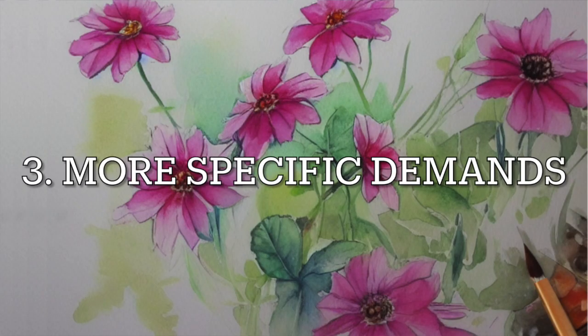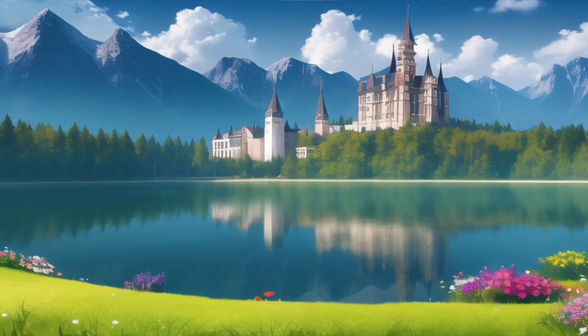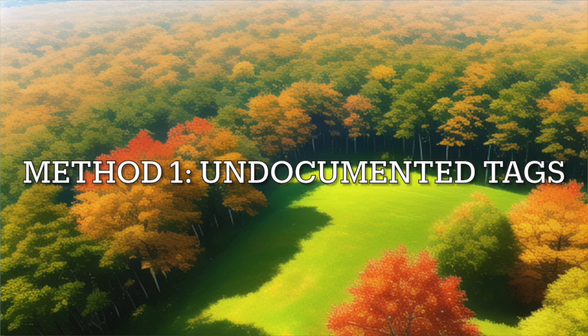3. You have more specific demands? You want a house to look a particular way? You want the lake to be on the right side of the image? You want to look down onto a forest? All these kinds of demands are tricky and you will be in for a ride. What are the methods with which you can enforce such wishes? First, you can try undocumented tags or descriptions.